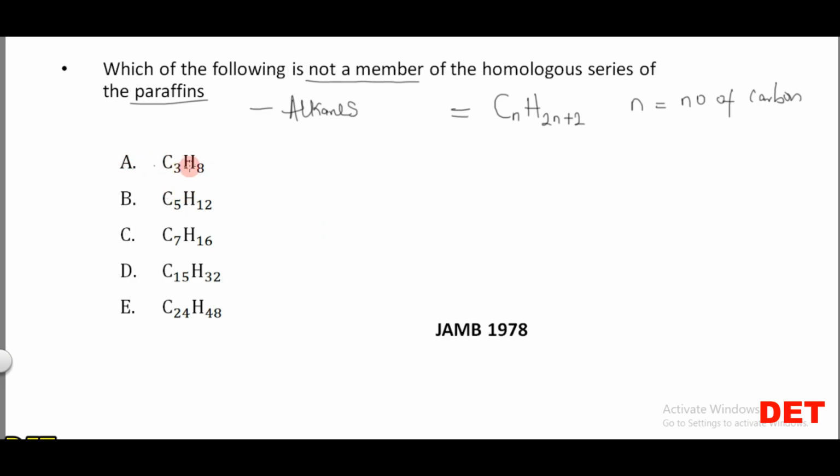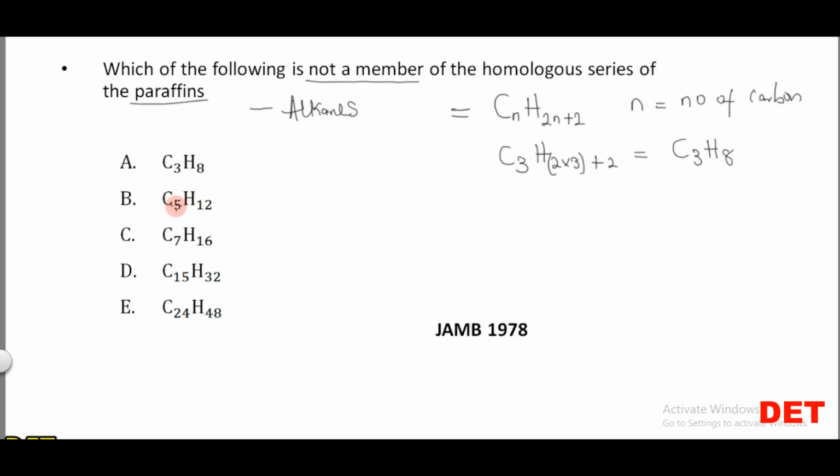So, for option A, we have C3H8. C3, that means our n will be 3. So 2 times 3 plus 2. 2 times 3 will give me 6. 6 plus 2 will give me 8. So that will be C3H8. Alright? So this is an alkane.